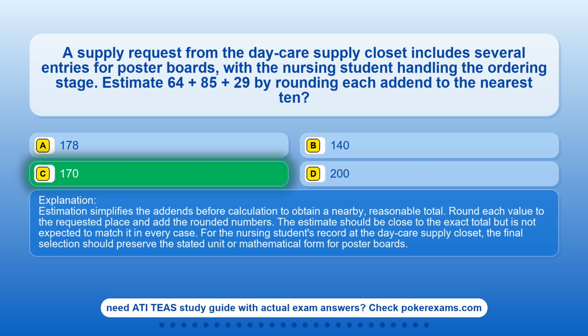Estimation simplifies the addends before calculation to obtain a nearby, reasonable total. Round each value to the requested place and add the rounded numbers. The estimate should be close to the exact total but is not expected to match it in every case. For the nursing student's record at the day-care supply closet, the final selection should preserve the stated unit or mathematical form for poster boards. Question 13.